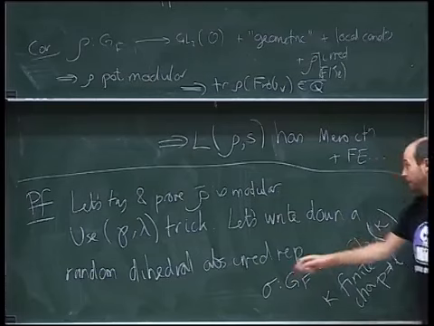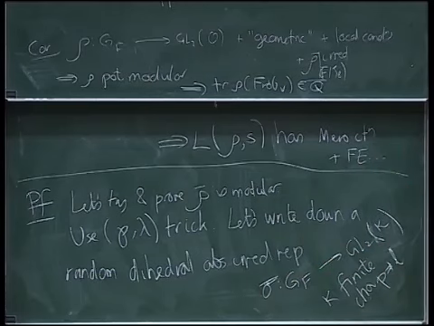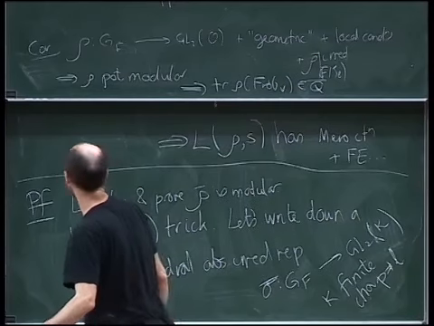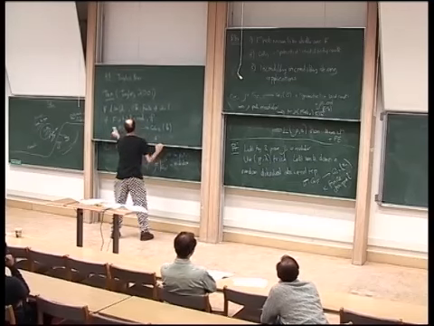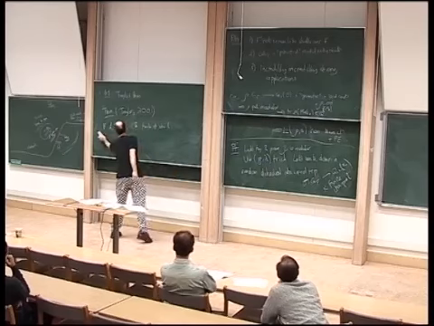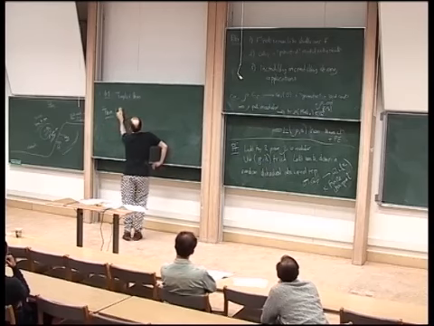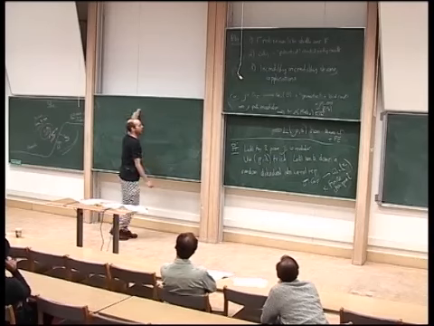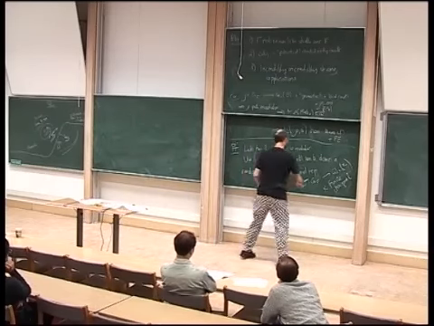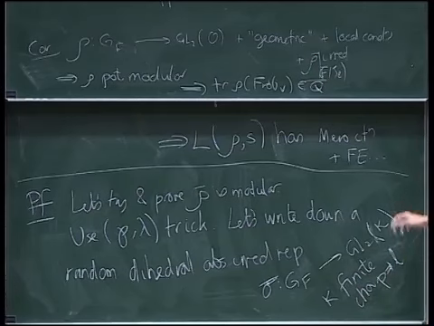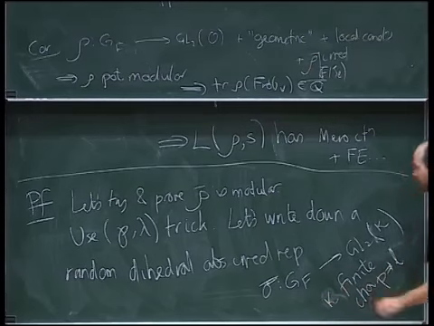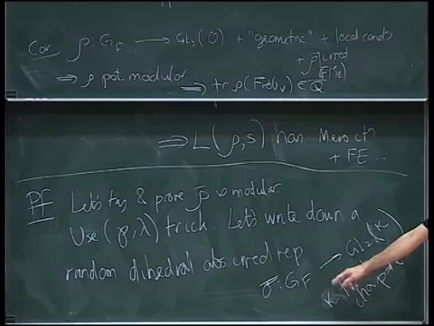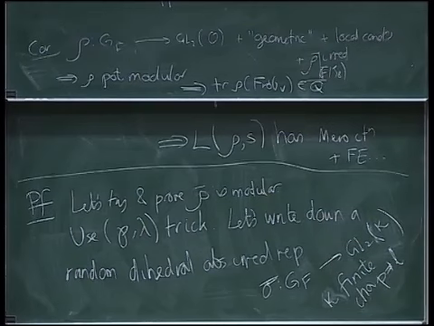Sigma bar has nothing to do with rho bar. The source of sigma bar and rho bar are the same Galois group, but the targets are 2x2 matrices over fields of different characteristics. And rho bar is an arbitrary representation, and sigma bar is a dihedral representation. It's just induced from some quadratic extension. F is going to be totally real. Let me induce it from a totally imaginary quadratic extension.